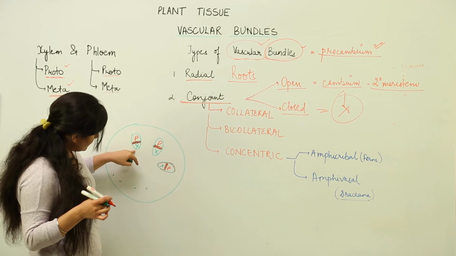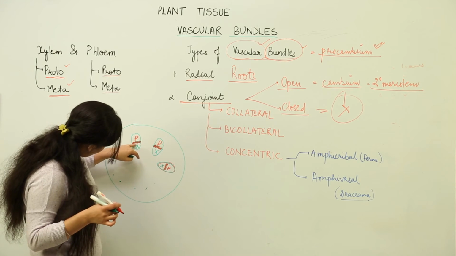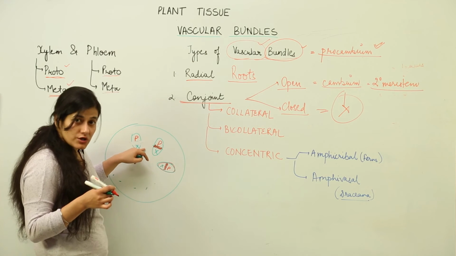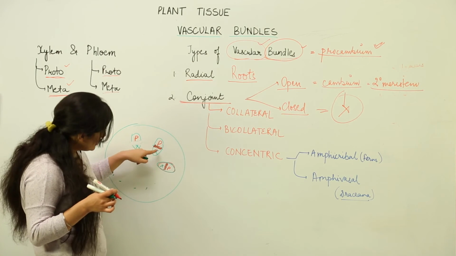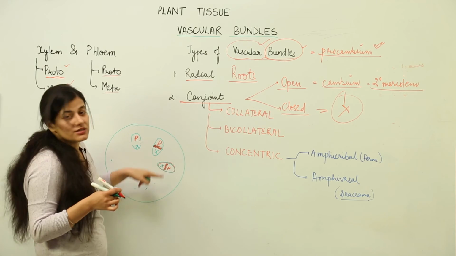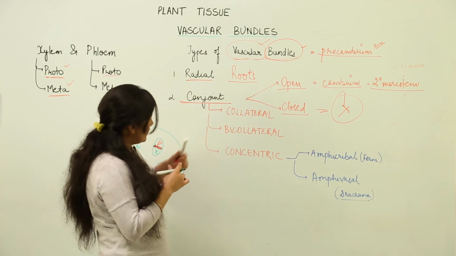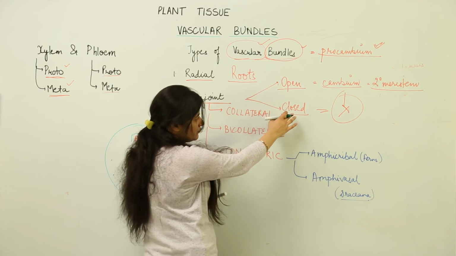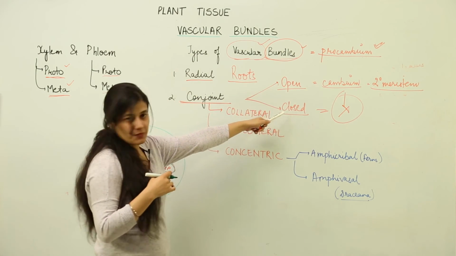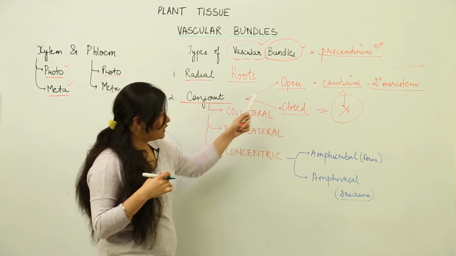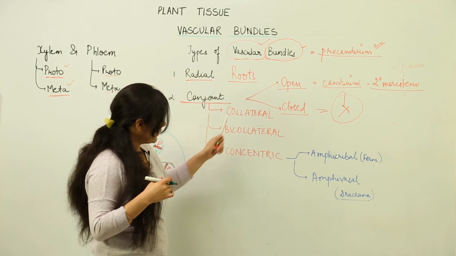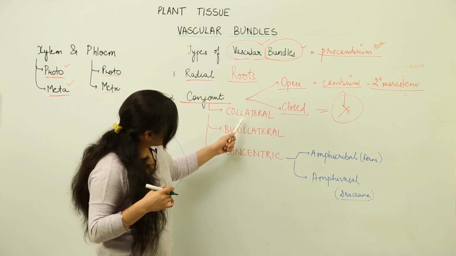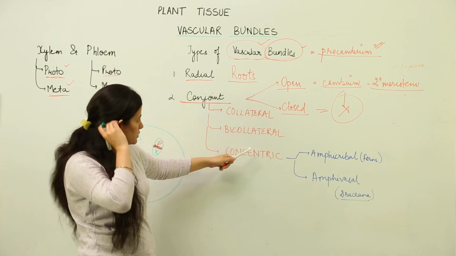Phloem is present, xylem is present, and if the cambium is not present, then it is a closed vascular bundle. If the cambium is present, then it is an open vascular bundle. Now, this arrangement is basically on the basis of cambium, you must have noticed. Depending on whether the cambium is present, it could be conjoint open collateral, it could be conjoint open bicollateral, it could be conjoint open concentric. It could be conjoint closed for all the cases in the similar way we saw earlier.